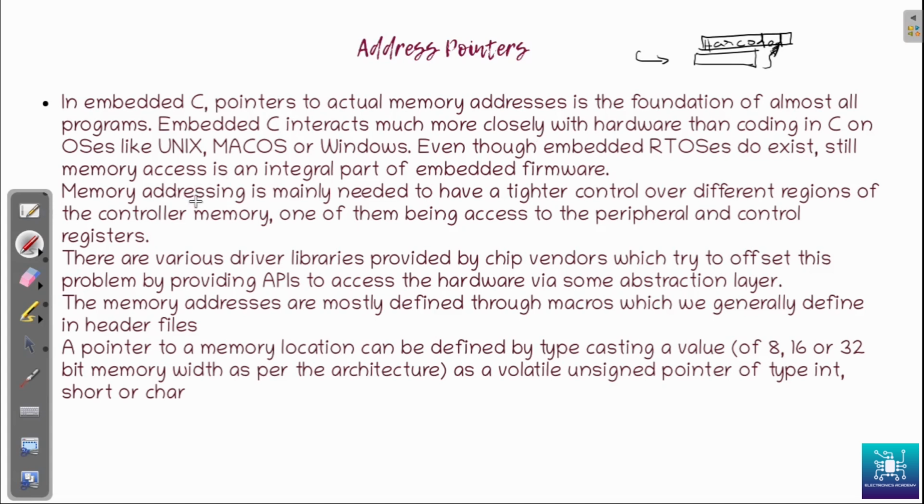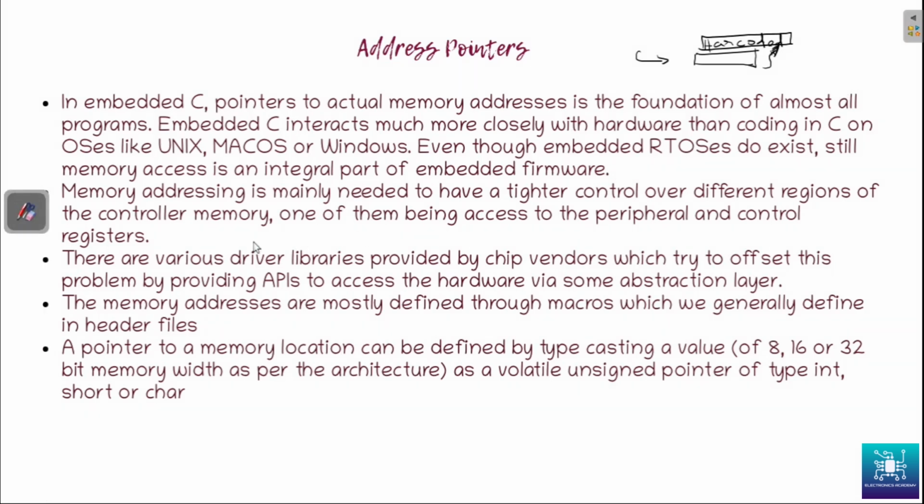So memory addressing is mainly needed to have a tighter control over different regions of the controller memory, one of them being access to the peripheral and control registers. Those of you who have been working on 8 and 16-bit architecture will definitely know how the memory is accessed. In the case of 32-bit controllers also, it is accessed pretty much in the same way, through address pointers.